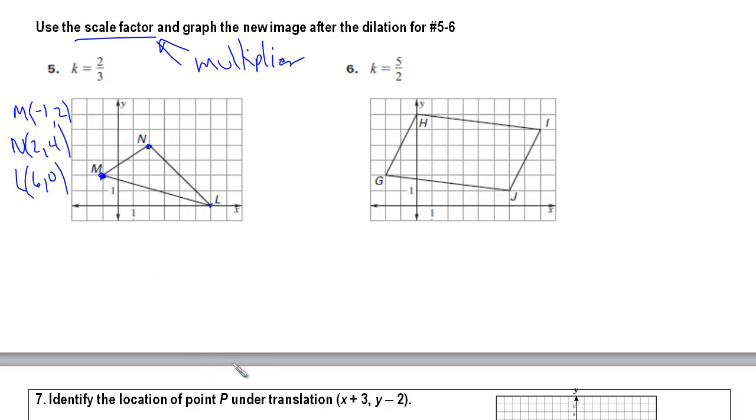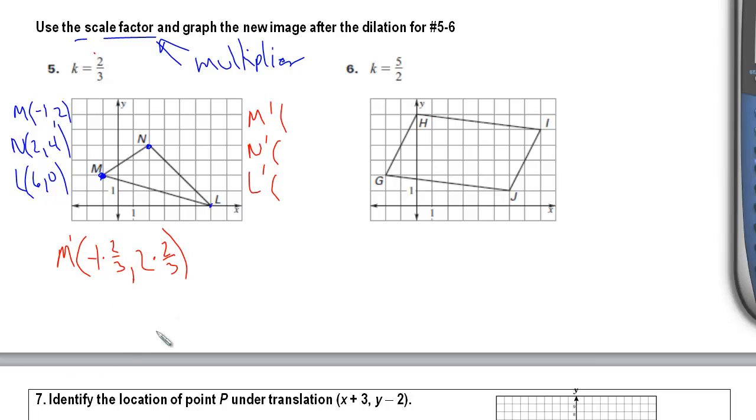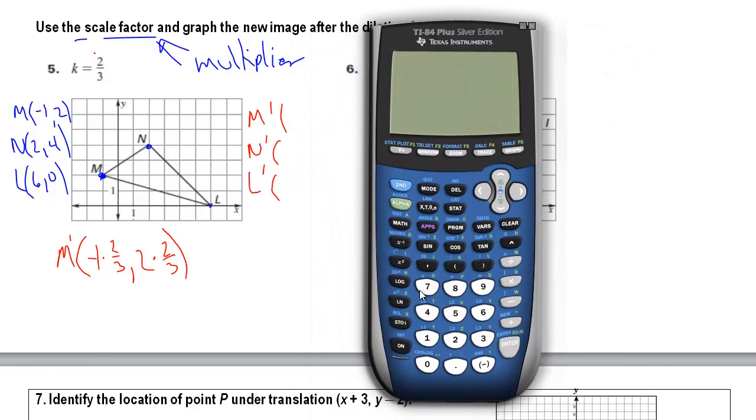So if I want to find the new coordinates, say M prime, N prime, L prime, all I do is multiply by the scale factor. So I'm going to take all these coordinates, we'll do M as an example, and I'm going to multiply -1 times 2/3. And then I have 2 times 2/3. That's going to give me M prime. So I'll pull up my calculator. And to do that, we'll just say -1 times, and I can just use parentheses, 2 divided by 3. So that's 0.66. What is that as a fraction? I press the math key, enter, enter, -2/3.